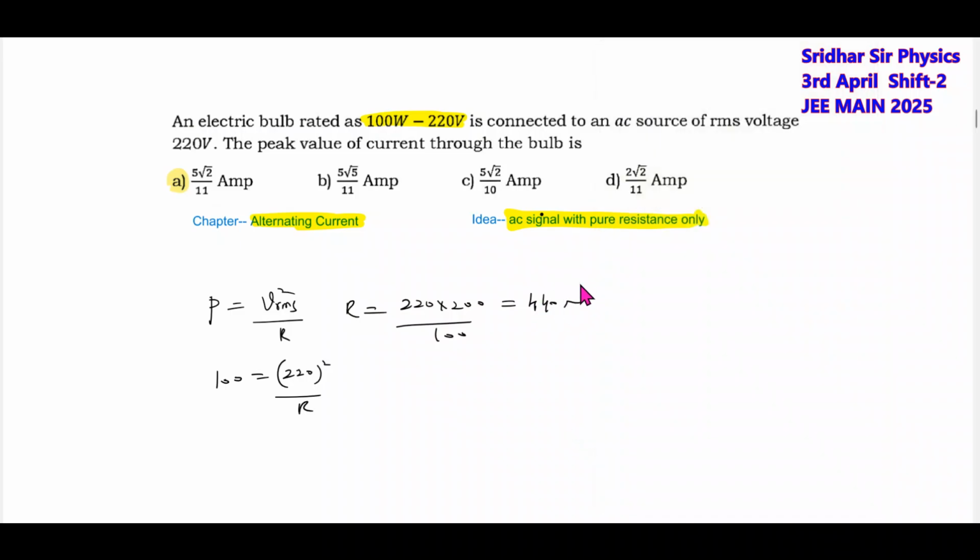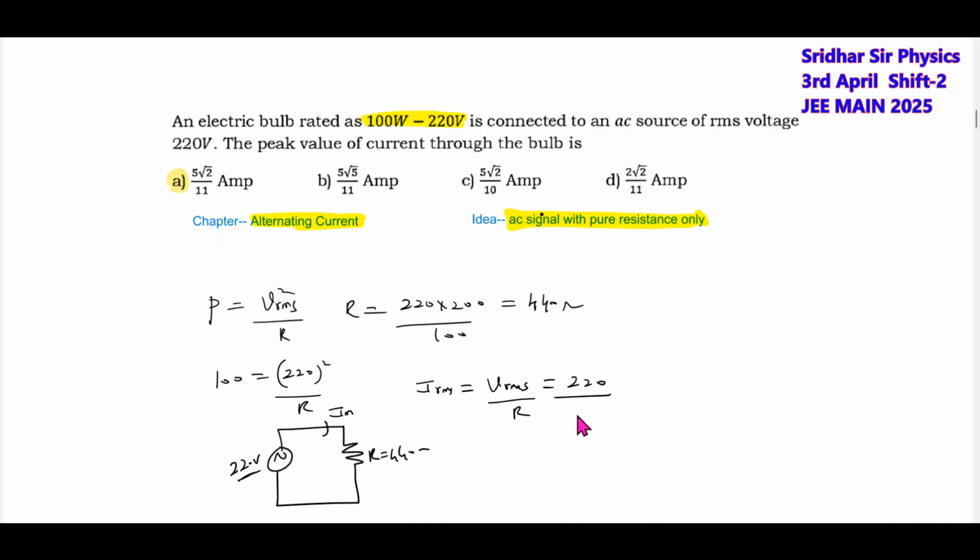Now this particular resistance, where is it connected? It is connected across the RMS AC voltage, so there is an AC source. What is the RMS value of this? 220 volt. The resistance is 440 ohm. It is asking the peak current through the bulb. What is the expression for Irms? Irms should be equal to Vrms by R. Vrms is 220 volt, so 220 by 440. This becomes equal to 1 by 2 ampere.